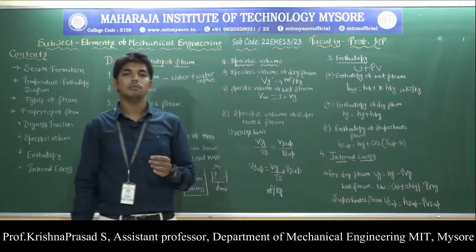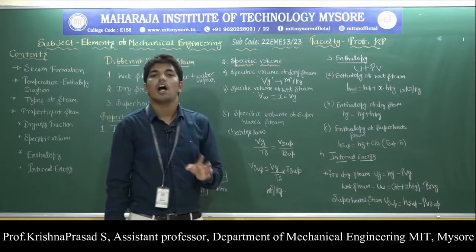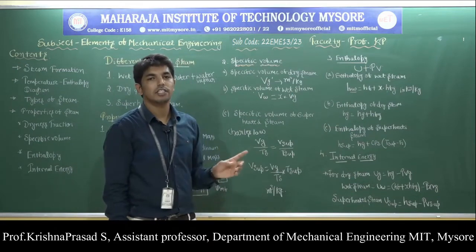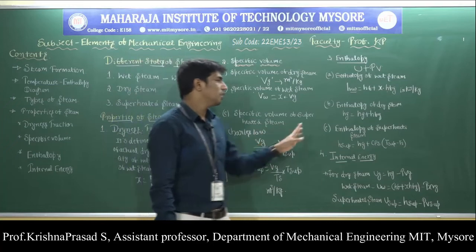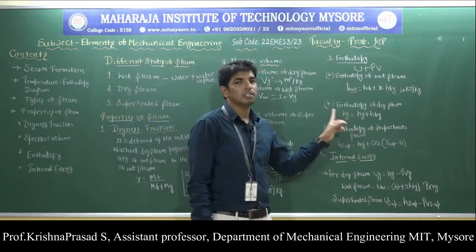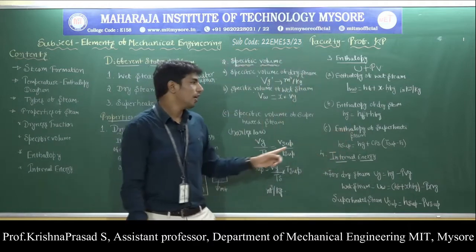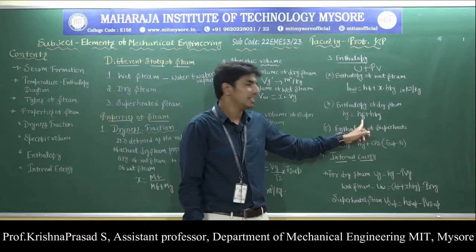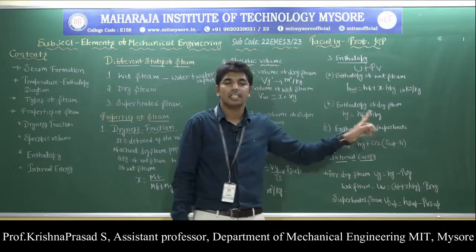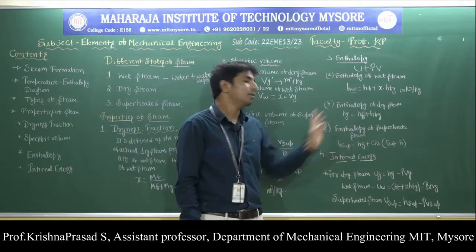Next, what is meant by the enthalpy of the dry steam? It is the amount of heat required to convert 1 kg of water at 0 degree centigrade into 1 kg of dry steam at a given constant pressure. The enthalpy of the dry steam is given by the formula Hg is equal to HF plus HFG. HF represents the sensible heat and HFG represents the latent heat of evaporation.